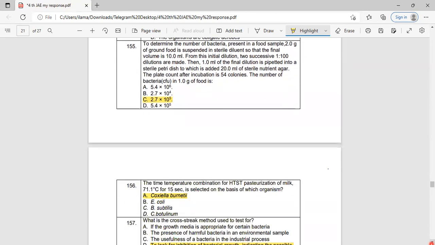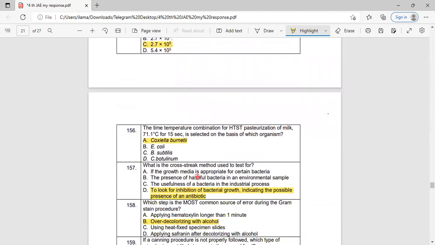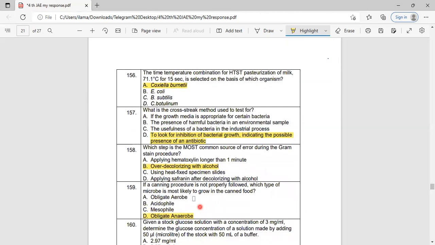Next one, the time and temperature combination for HTST pasteurization of milk, 71.1 degrees Celsius for 15 seconds, is selected on the basis of Coxiella burnetii. Next one, the cross-streak method is the test used to look for inhibition of bacterial growth, indicating the possible presence of an antibiotic. Next one, the most common source of error during the gram staining procedure is over-decolorizing with alcohol. If a canning procedure is not properly followed, the type of microbe most likely to grow in the canned food is obligate anaerobes.